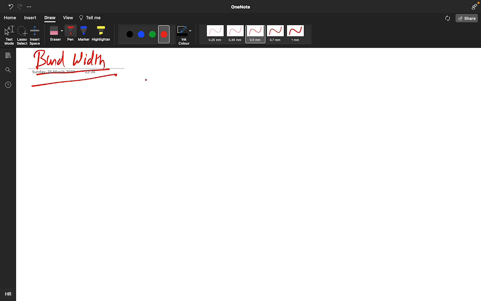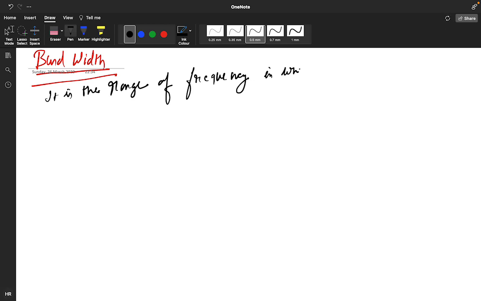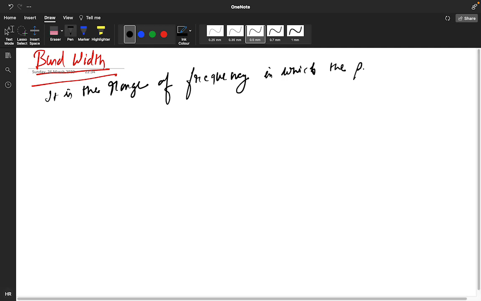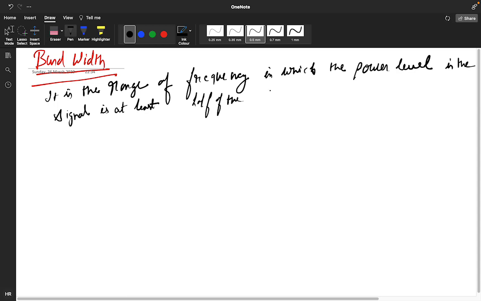What do you mean by bandwidth? So bandwidth means what? It is the range of frequency in which the power level in the signal is at least half of the maximum power.